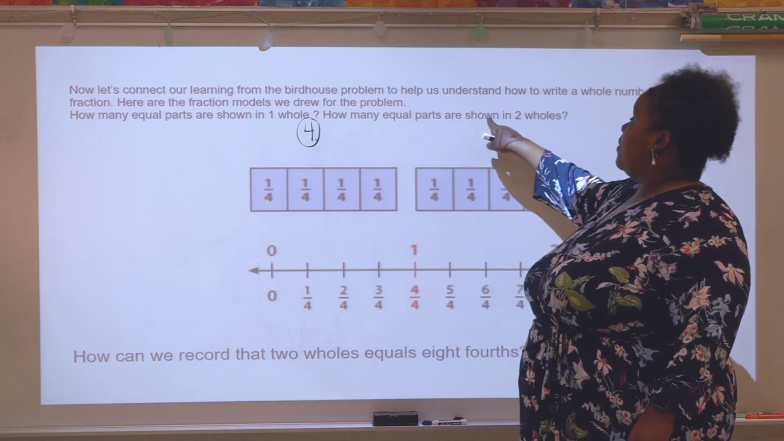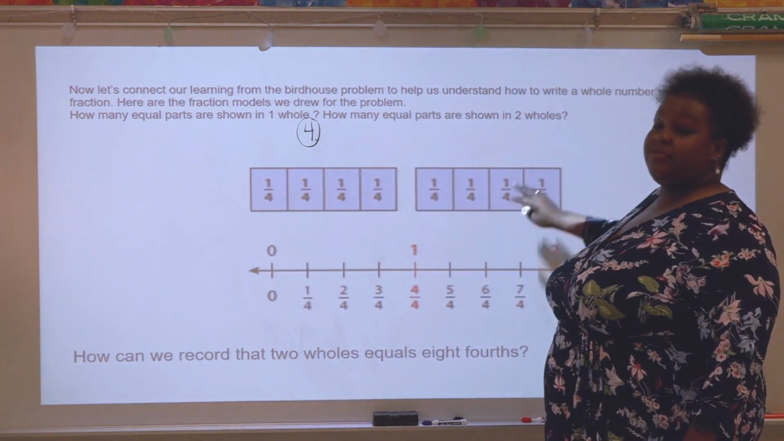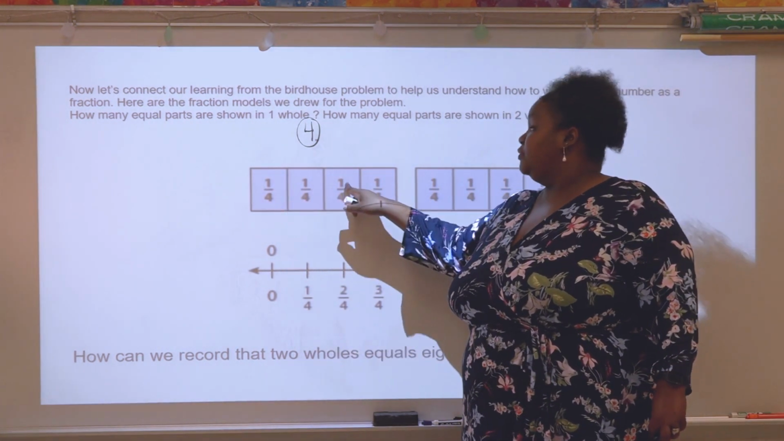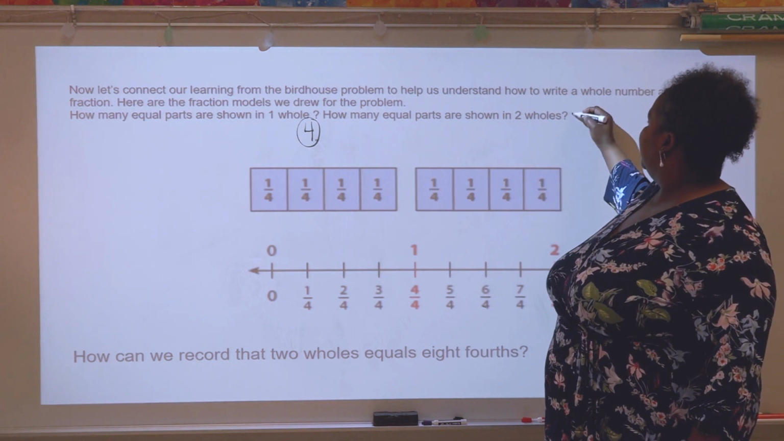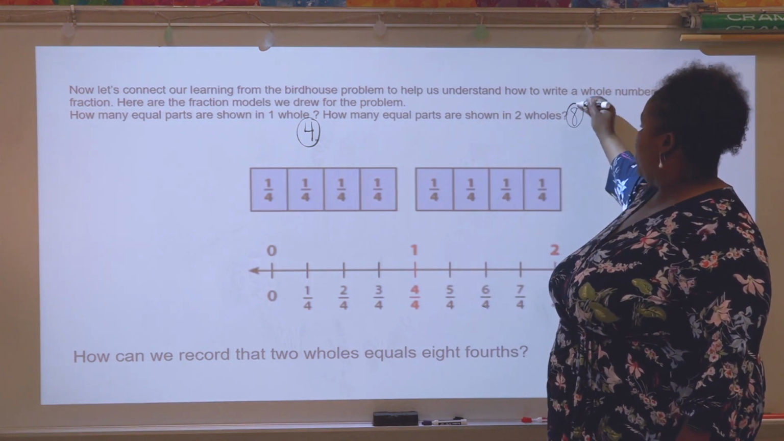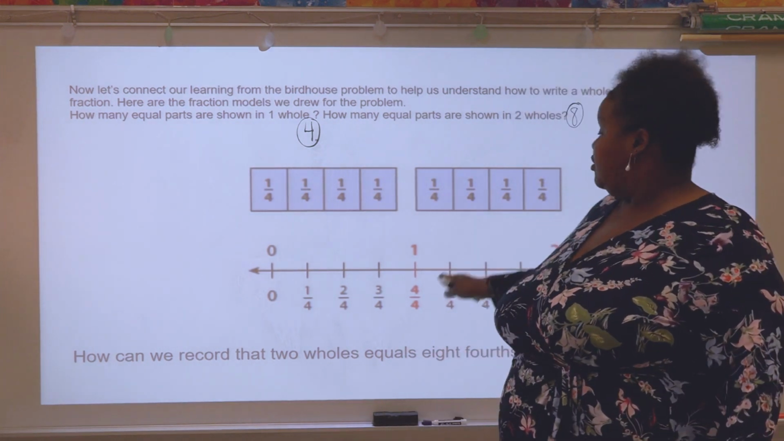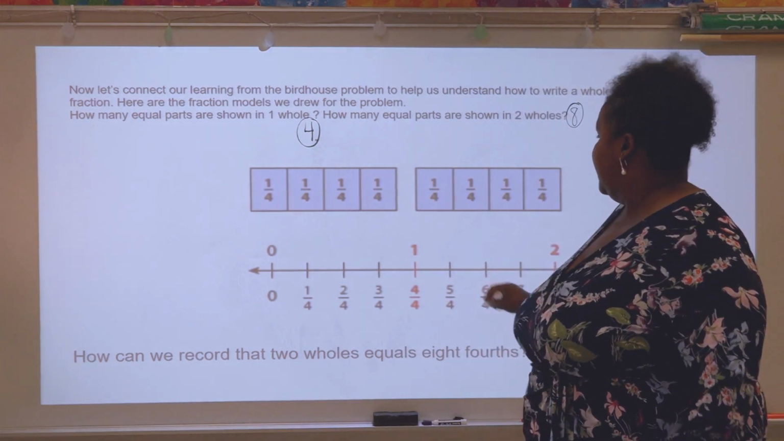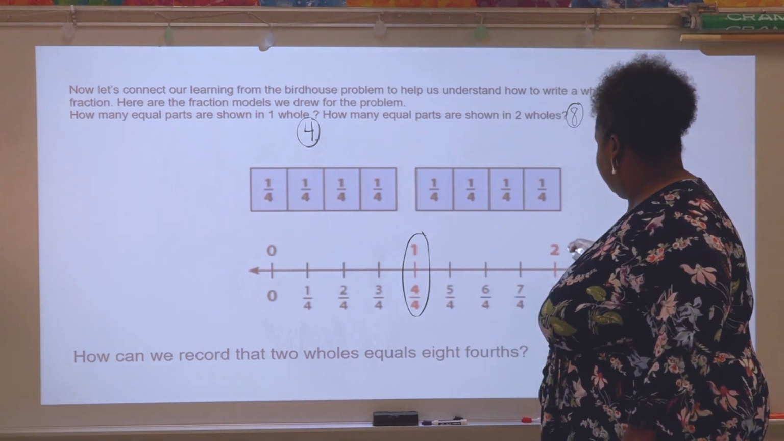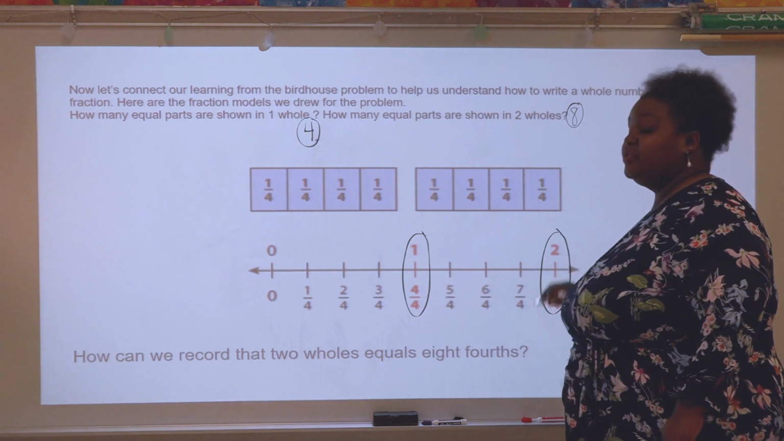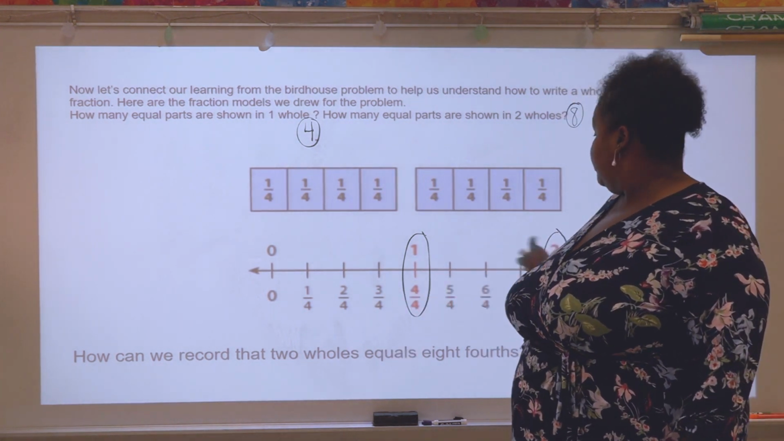How many equal parts are shown in 2 wholes? That means this whole and this whole. 1, 2, 3, 4, 5, 6, 7, 8. 8 equal parts. And there's a number line that we made earlier that shows the exact same thing. How these are equivalent. Equivalent fractions. Using a number line can help me find equivalent fractions easily.